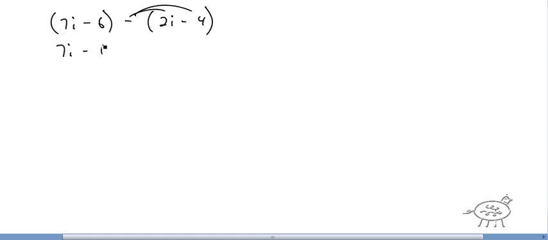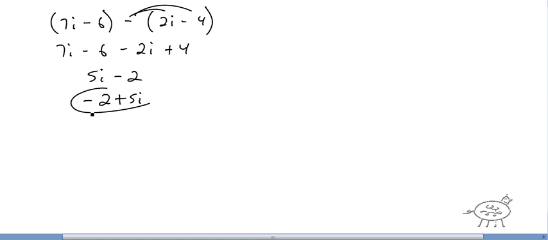Let's do just some basic operations here with complex numbers. So 7i minus 6 minus parentheses 2i minus 4. All right, so just make sure you distribute the negative both places. So we get 7i minus 6 minus 2i plus 4. 7i minus 2i, 5i minus 2. Everybody agree with that answer? Are we all good? Right? Yes? Boo! Wrong order. Negative 2 plus 5i. That's your answer. Okay, it's got to be in standard form.